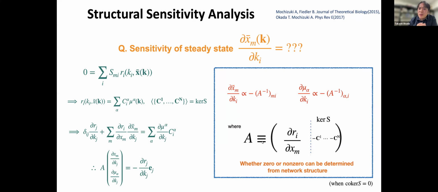The important point of this method is that the matrix A is typically a sparse matrix that reflects the underlying network structure. So, whether each matrix element of A is 0 or non-zero can be determined from the structure information. So we can also determine whether the sensitivity is 0 or non-zero from the structure information.